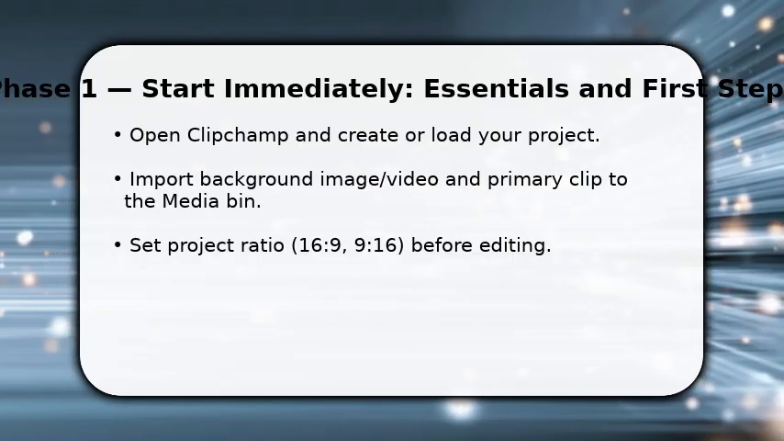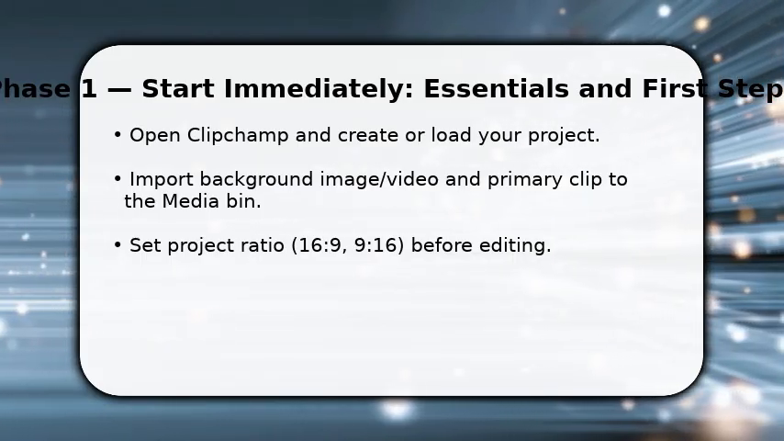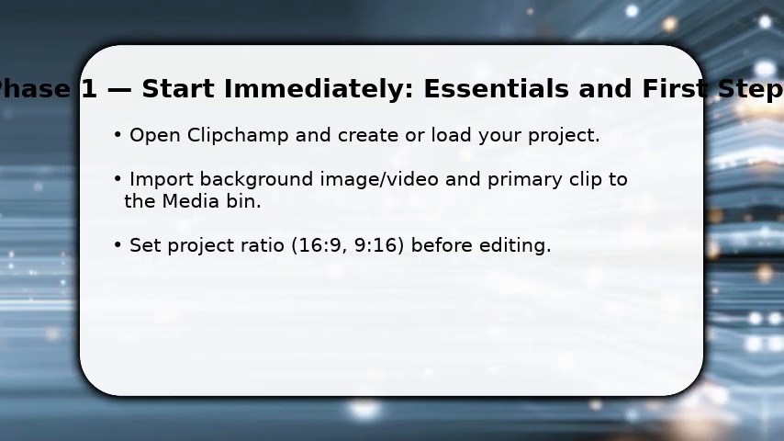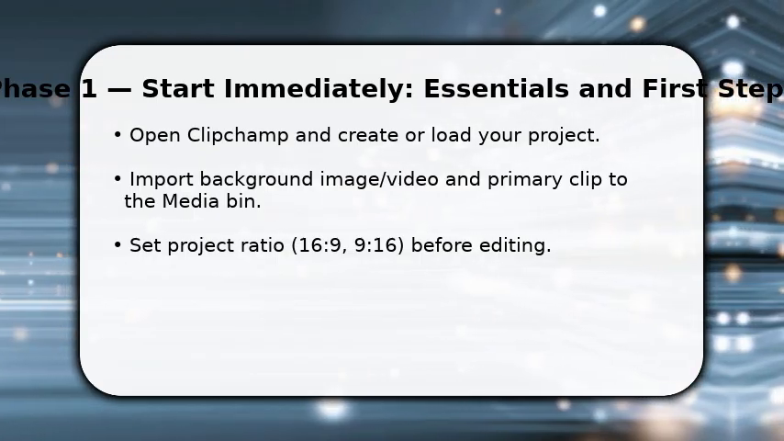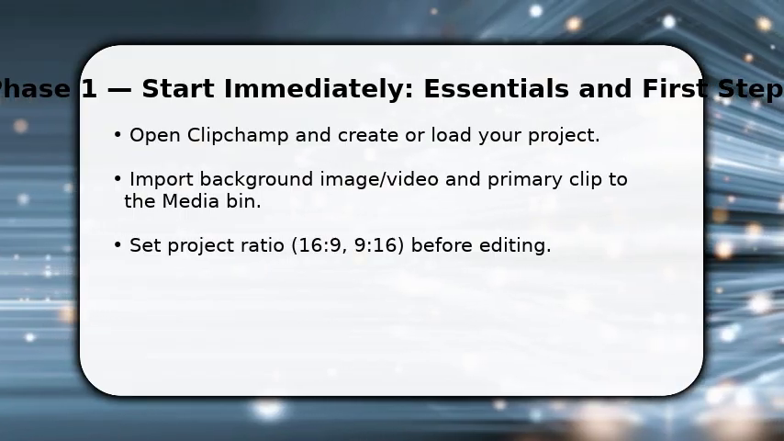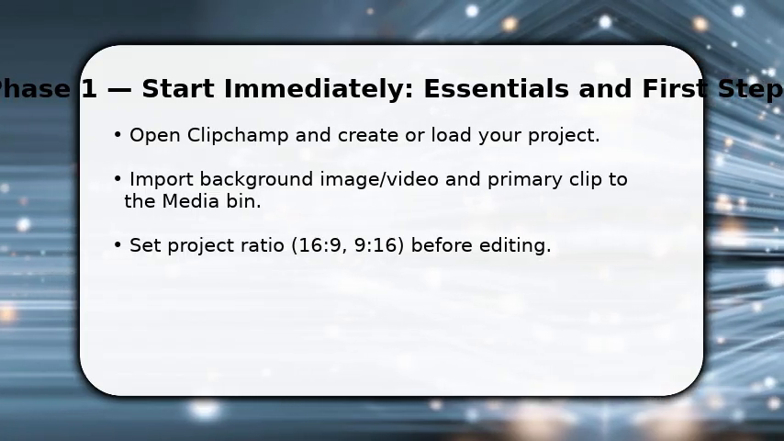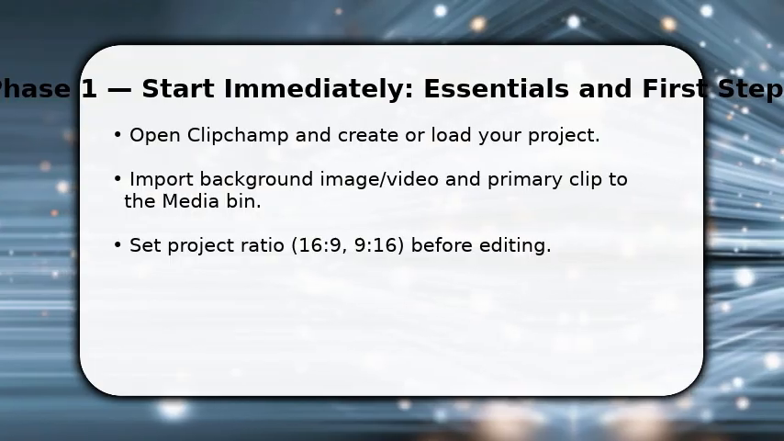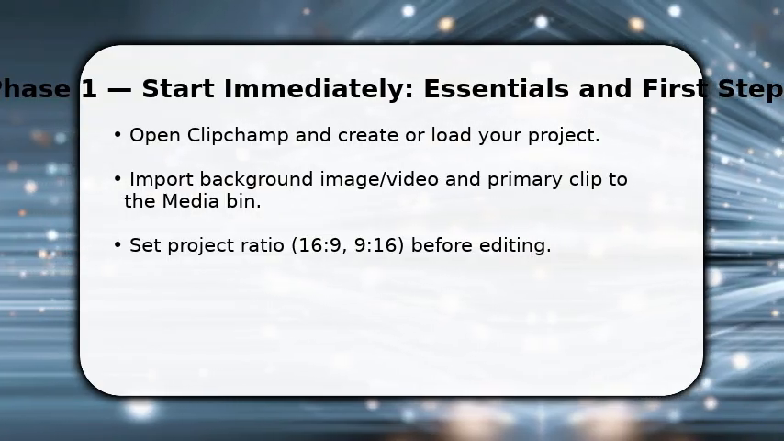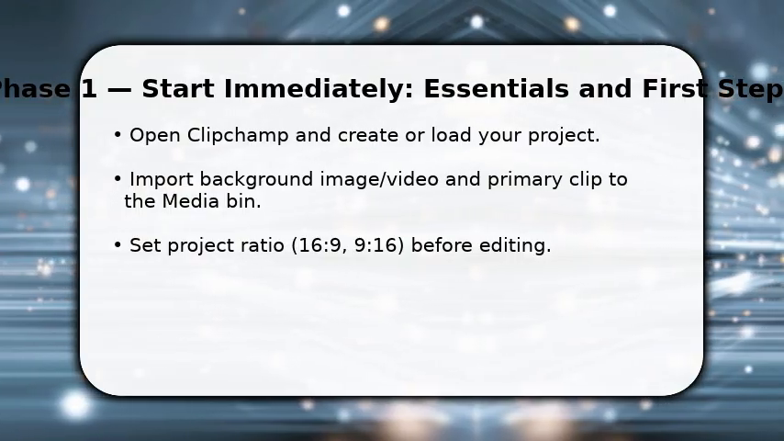You start by opening Clipchamp and loading the project you'll change. First, import the background file and your main clip into the media bin so everything is ready. Next, make sure the project ratio is correct, 16:9 for widescreen or 9:16 for vertical. Once those items are in the bin, drag your main clip onto the timeline. This first step places your footage where you can work, and it avoids scaling surprises later.